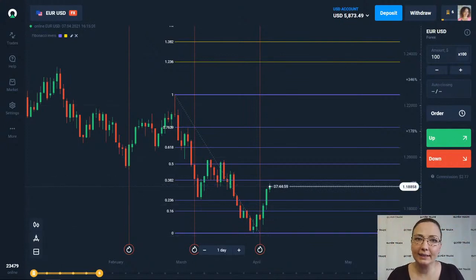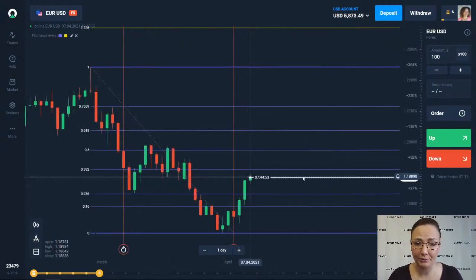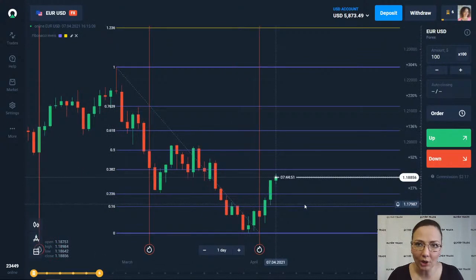So basically, all of these lines are showing us potential levels of support and resistance. Our main targets are going to be 23.6 right here, 38.2, 50%, and like I said, the golden ratio is 61.8%. If the price breaches this level, once again, this may mean that the trend direction is changing.